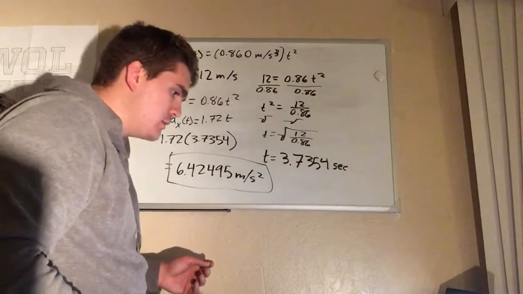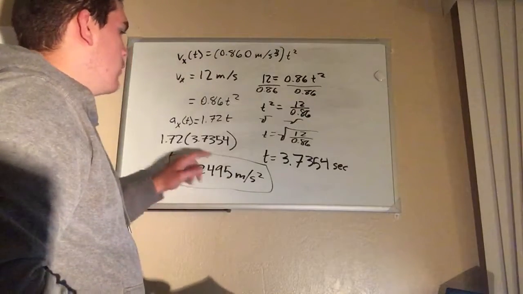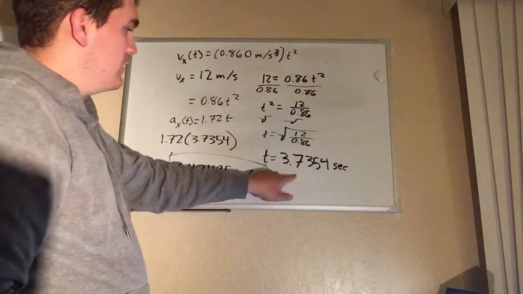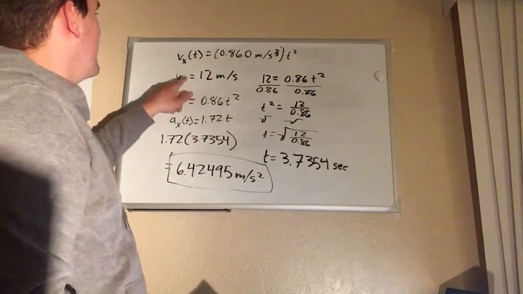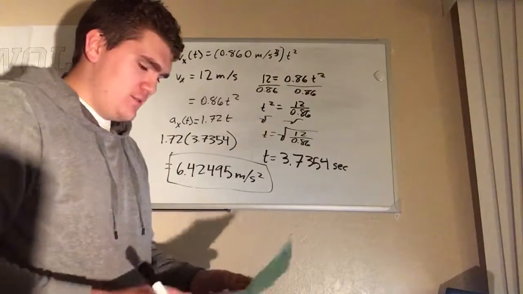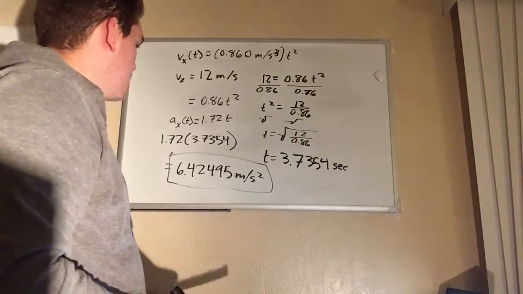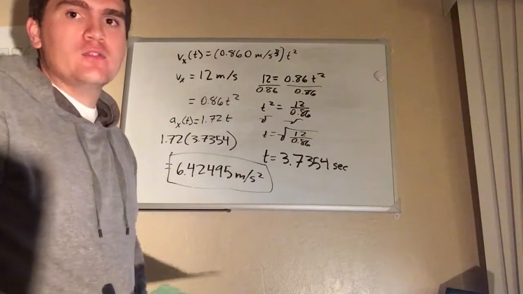I believe that we're talking about a race car. Yes, we are. This is the acceleration of it at 3.7354 seconds, which is when the velocity of this car is at 12 meters per second. So yeah, and if I added too many numbers on this, I don't know, I like to do that, keep it a little more exact.